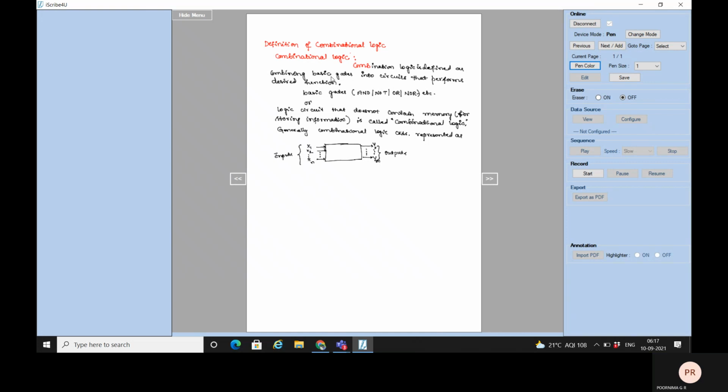And here x is an input variable which consists of x1, x2, x3, x4, etc. to xn, and y is an output variable representing y0, y1, etc. up to yn. In simple terms, y is a function of x variable. This is how you can represent a combinational cell.